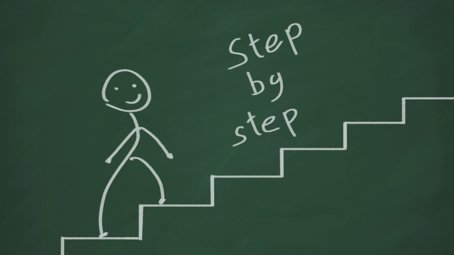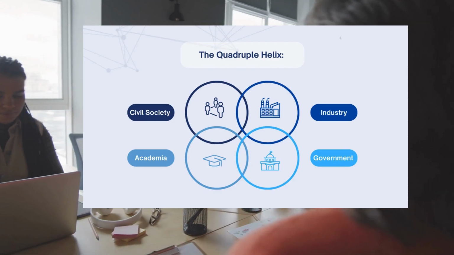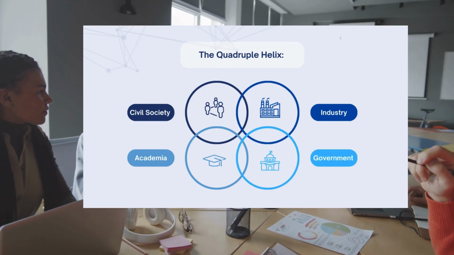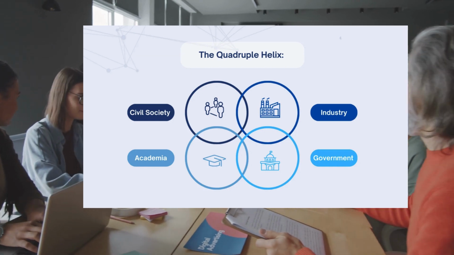The next step is co-creation with stakeholders. This is where the quadruple helix model comes into play. Universities, industry, government, and civil society collaborate.